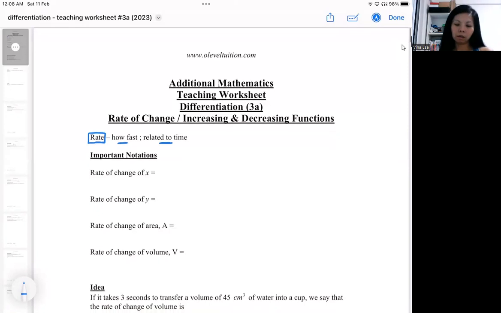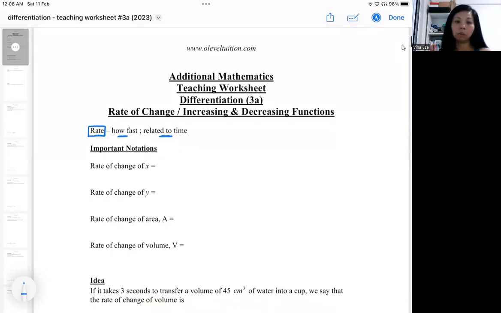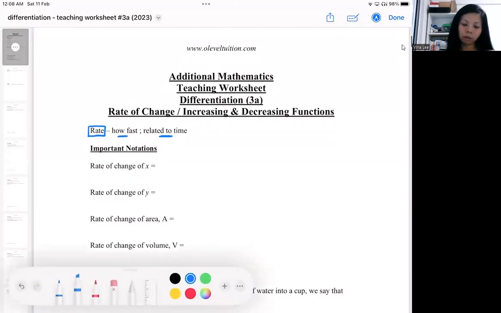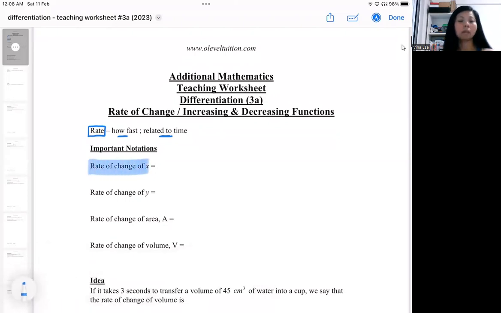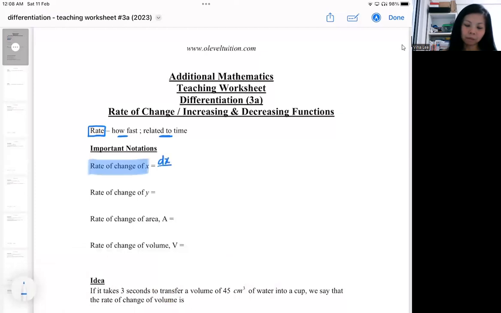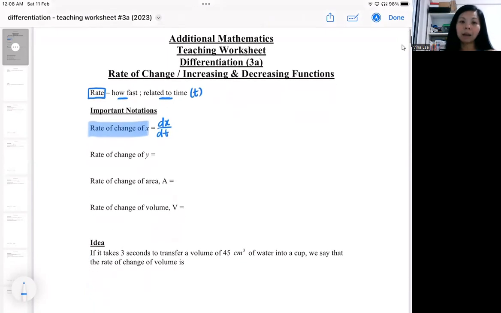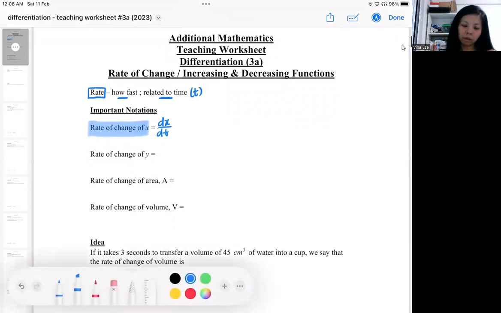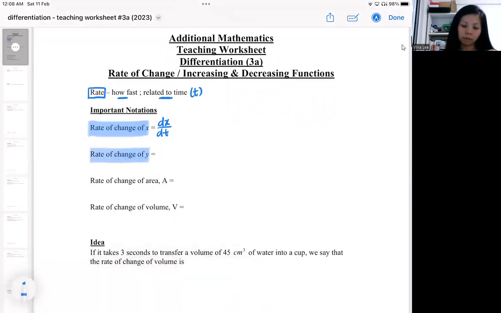The basic notation that you will need to know is this: if you see the words rate of change of x, the differentiation notation will be dx/dt. t is the timing, so it's related to time. That's why it's dx/dt. When it is rate of change of y, then that will be dy/dt.